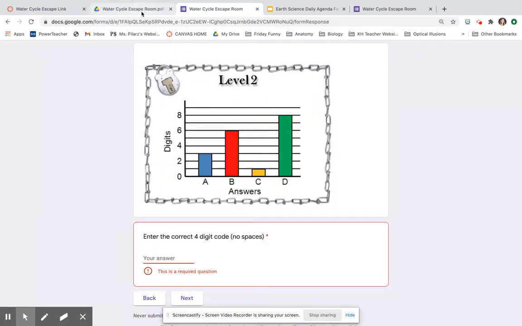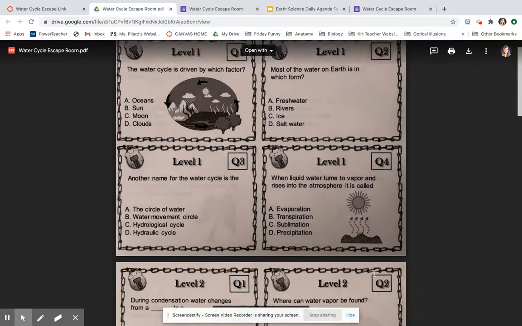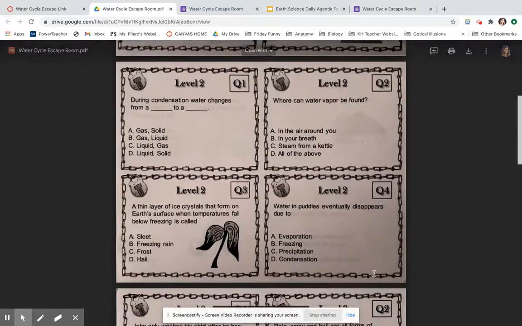So now we're on level 2. So I'm going to go down to questions for level 2. So again, get out some scratch paper. This is level 2, question 1, level 2, question 2, level 2, question 3, and question 4. So answer these 4, and then you're going to go decode them. So the first one I'll do, and then you're going to be on your own.